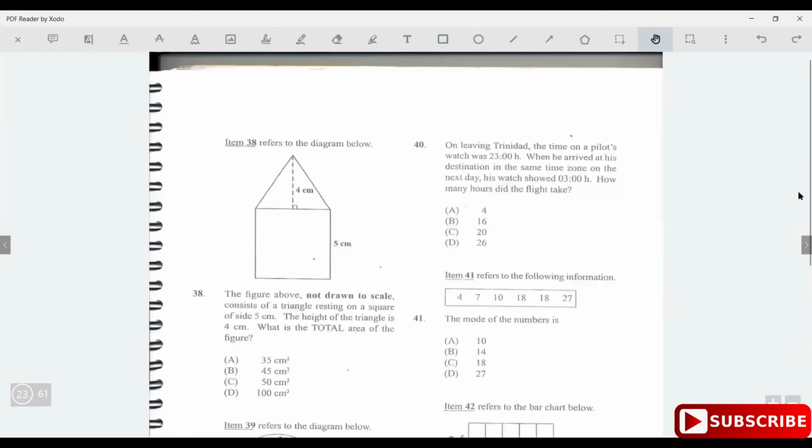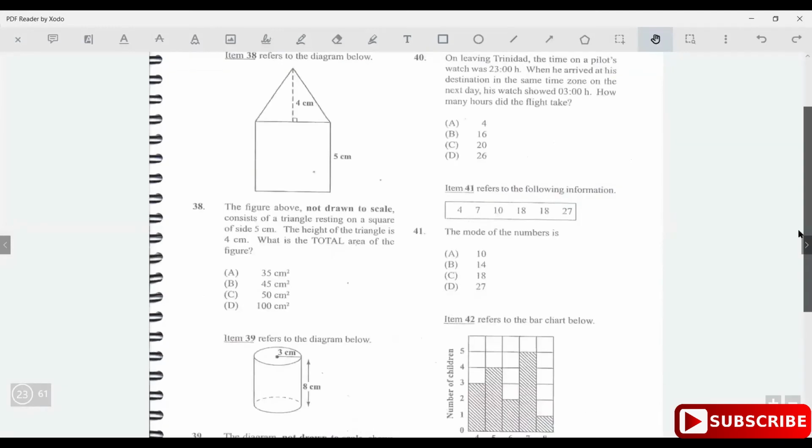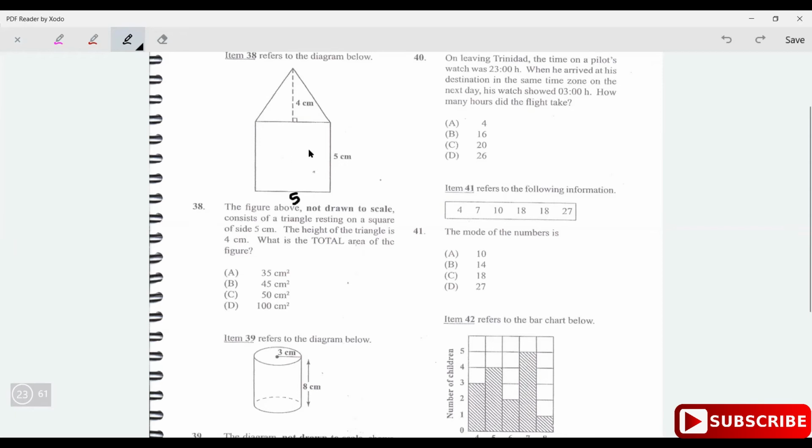Question 38 says, the figure above, not drawn to scale, consists of a triangle resting on a square of side 5 centimeters. The height of the triangle is 4. What is the total area of the figure? The area of the figure is the area of the square plus the triangle. If this is a square, then it has a base of 5. So the area of this part is 5 squared, which is 25.